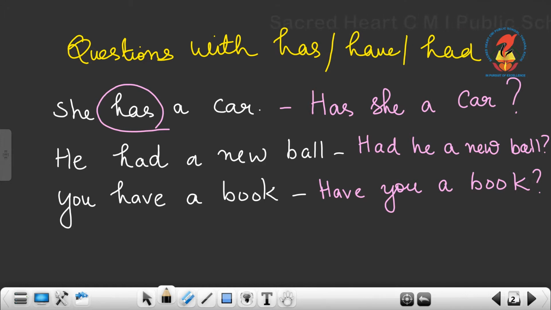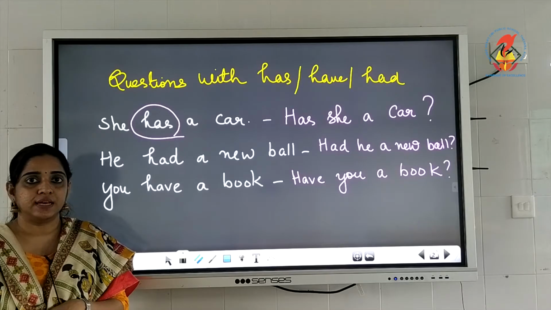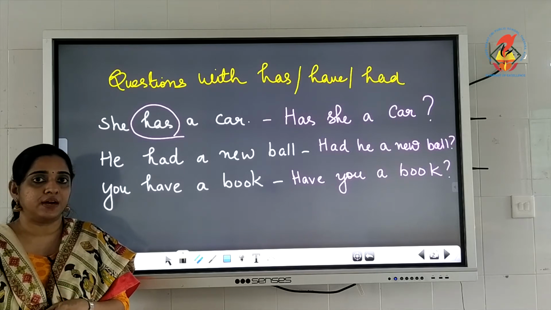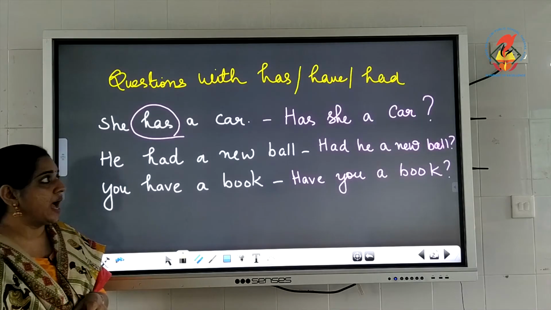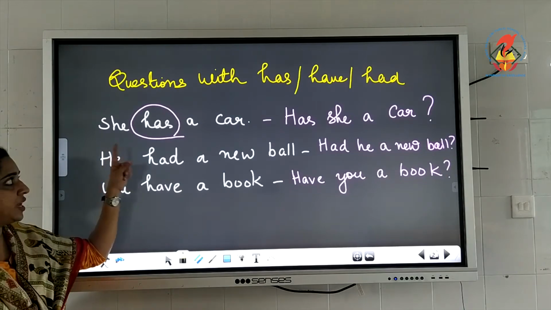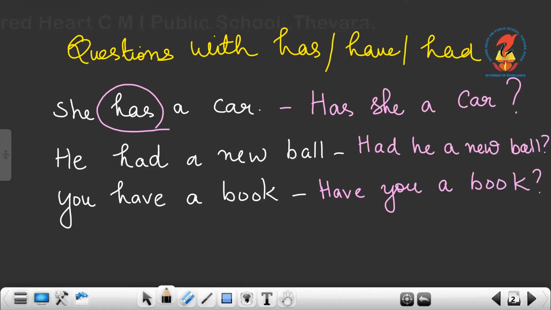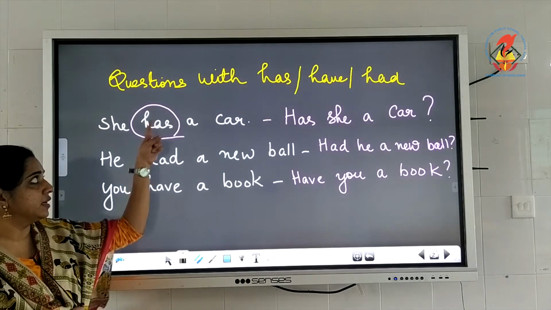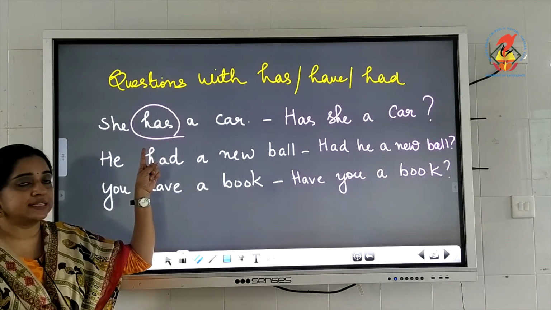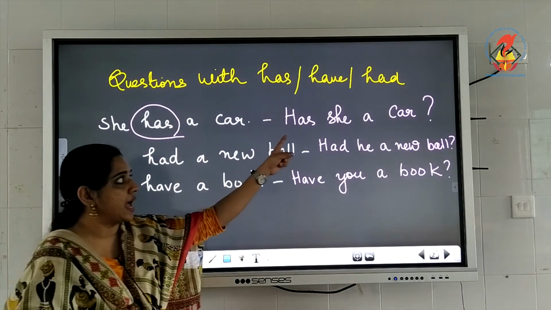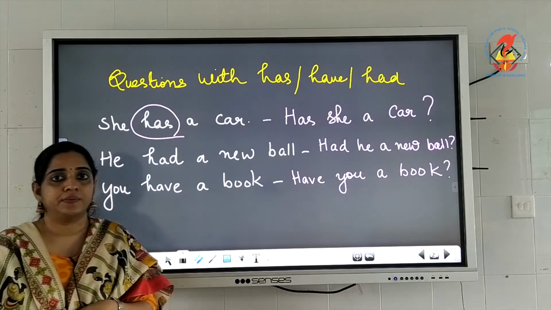Now, the next one is questions with has, have and had. What to do when has, have and had come in a statement? How to make questions using has, have and had? She has a car. So here you don't have to search for a question word because we already have has here. So use the same. Has she a car?